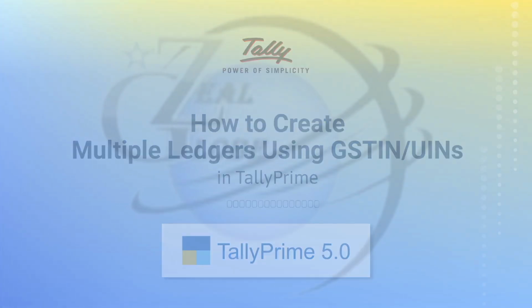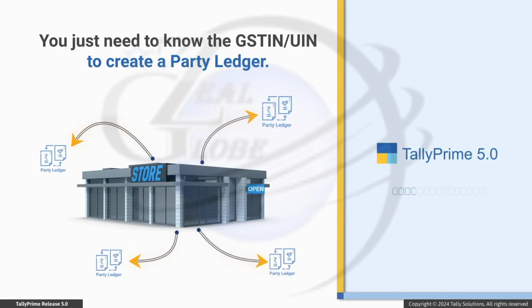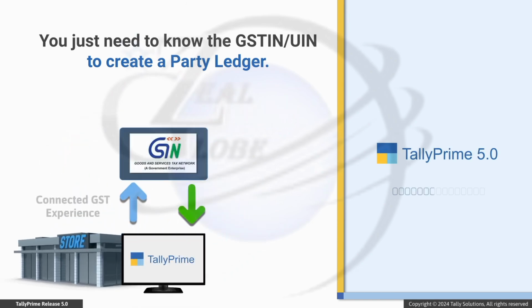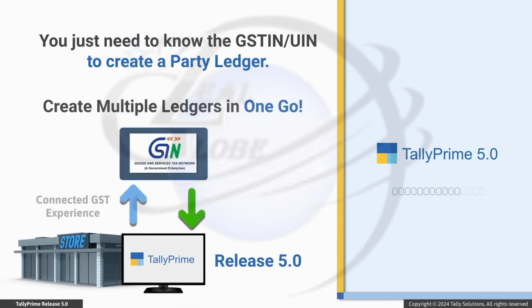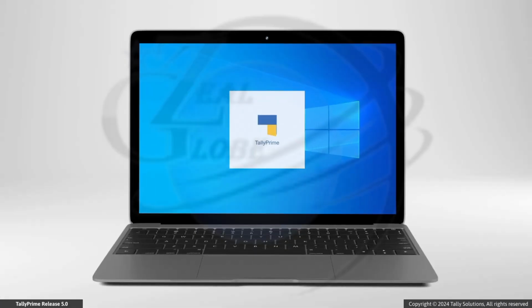In this video, you will learn the process of creating multiple ledgers using GSTIN or UIN in TallyPrime. You must be doing business with a lot of parties. Creating ledgers for all the parties consumes a lot of time. With the connected GST experience introduced in TallyPrime Release 5.0, you can create multiple ledgers in one go. All you need to have is GSTIN or UINs of all the parties. Let's see how to do it.